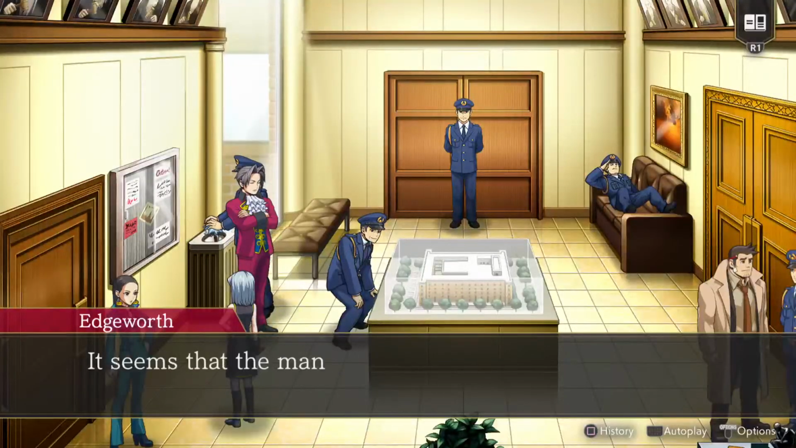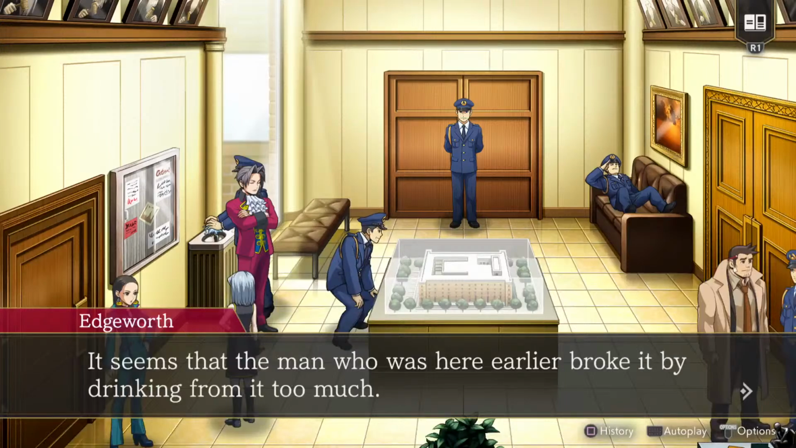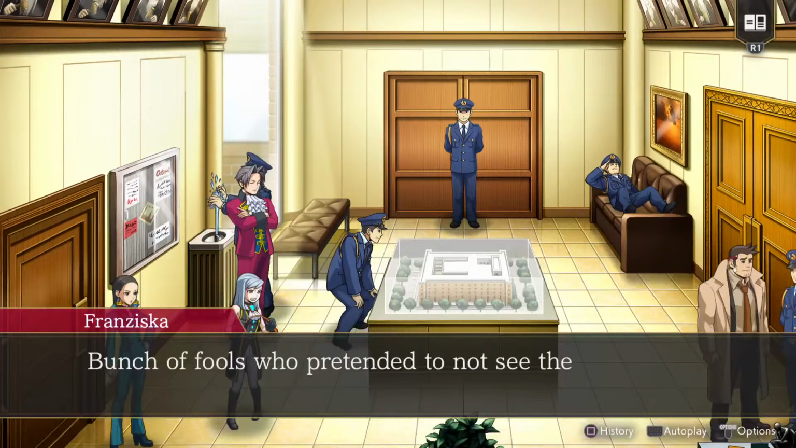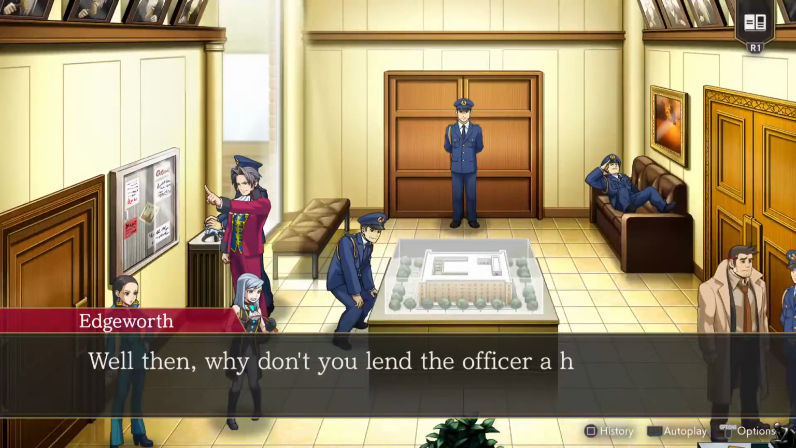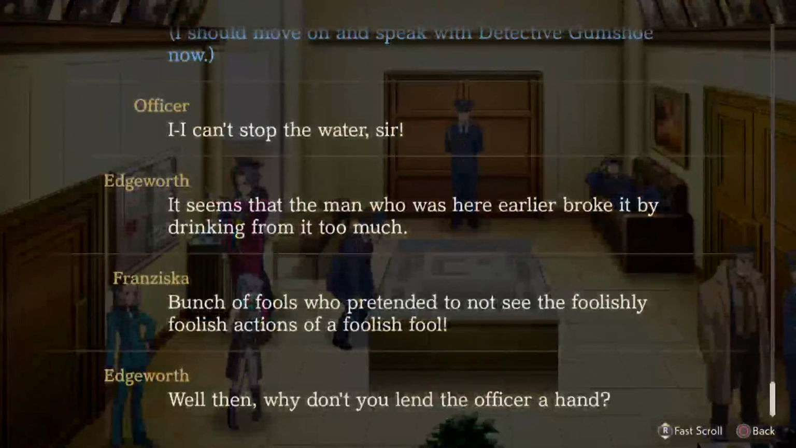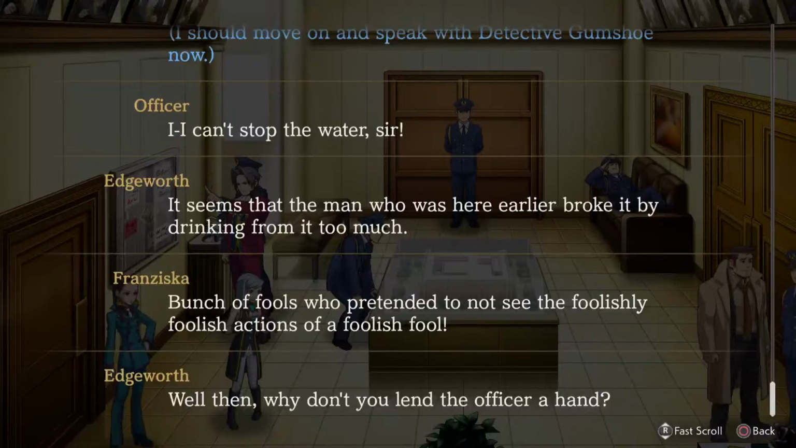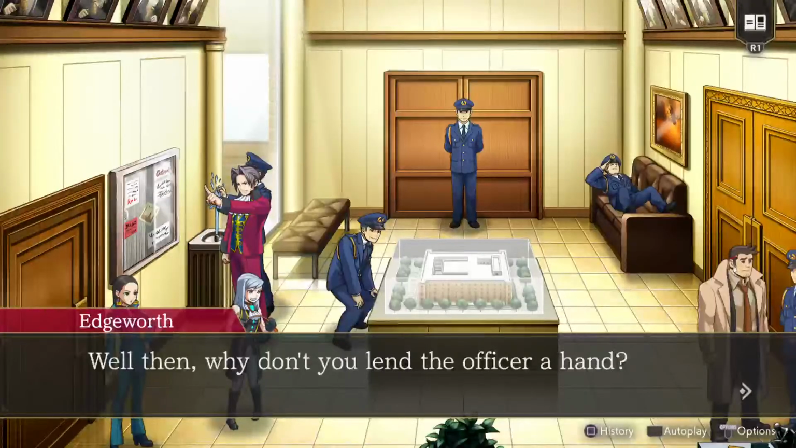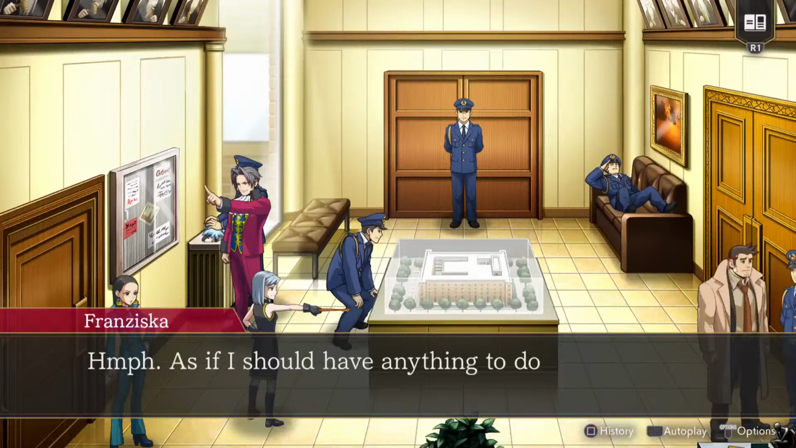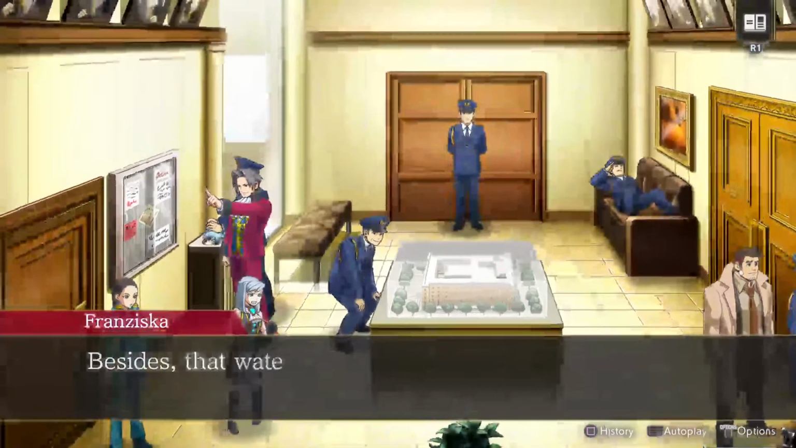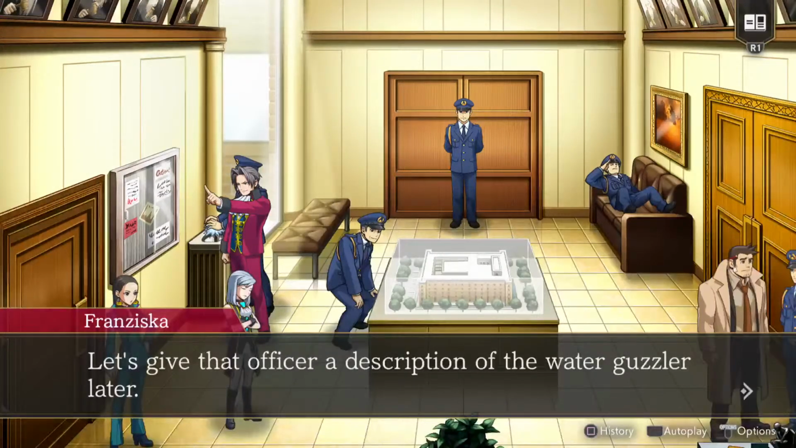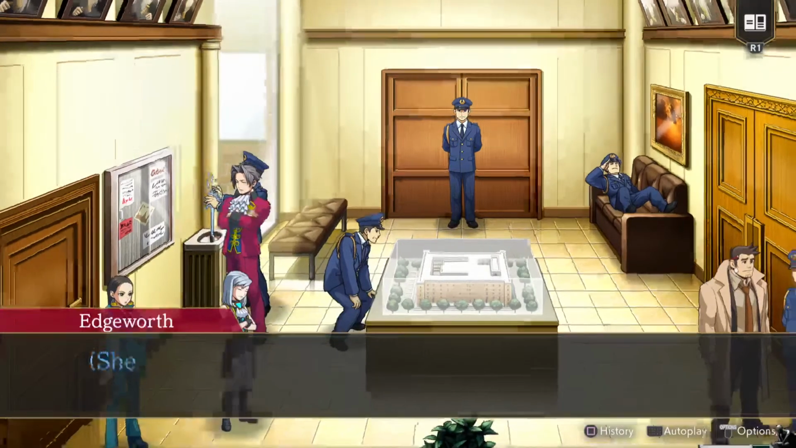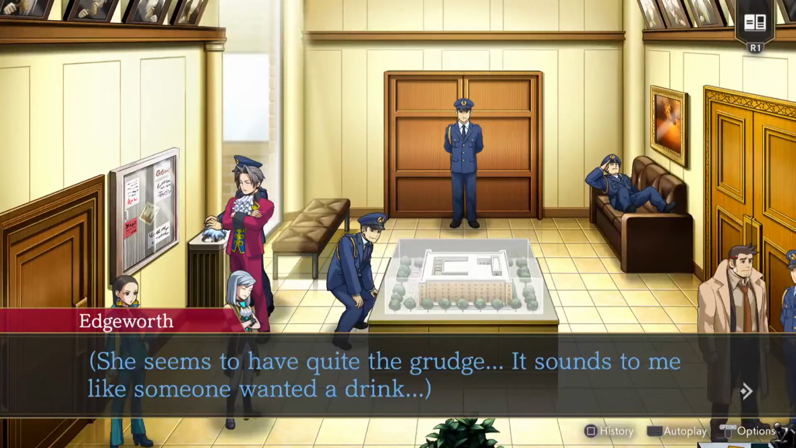Can't stop the water, sir. It seems that the man who was here earlier broke it by drinking from it too much. A bunch of fools who pretended to not see the foolishly foolish actions of a foolish fool. Well then, why don't you lend the officer a hand? She said bunch of fools who pretended to not see the foolishly foolish actions of a foolish fool. Nobody knows. Okay. As if I should have anything to do with this. Besides, that water-drinking fool's mouth is the thing that officer should be covering. Let's give that officer a description of that water guzzler later. Seems she has quite the grudge. Sounds to me like someone wanted a drink.